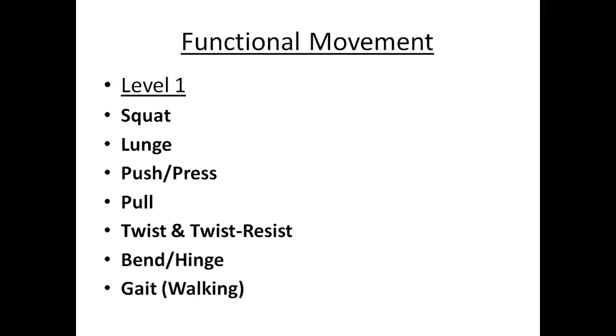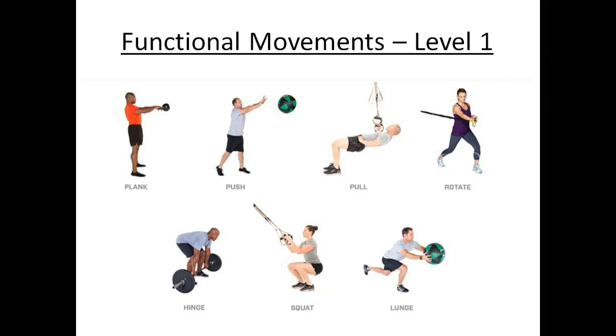Then we've got bending or hinging. This is a deadlift pattern of movement or a kettlebell swing. And then we've got gait, which for this purpose will be walking. So these are level 1 functional movements. If you can't do these level 1 functional movements, you can't progress to level 2. So here they are. Pushing, pulling, rotating, hinging, squatting, and lunging.